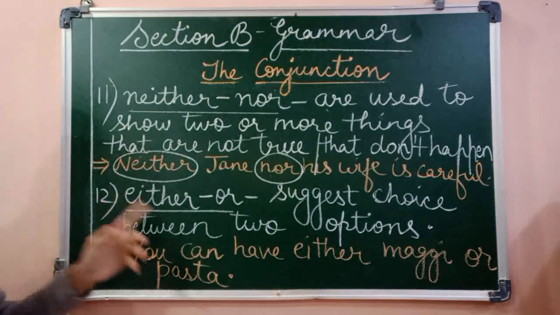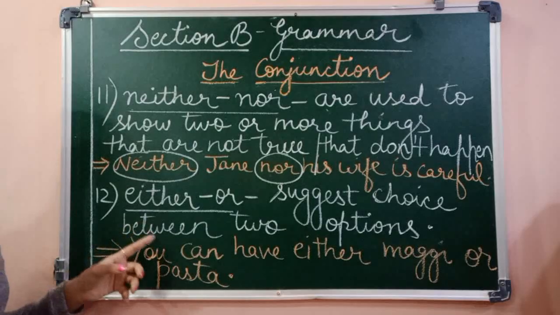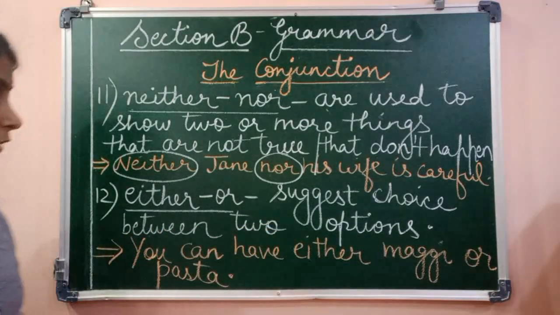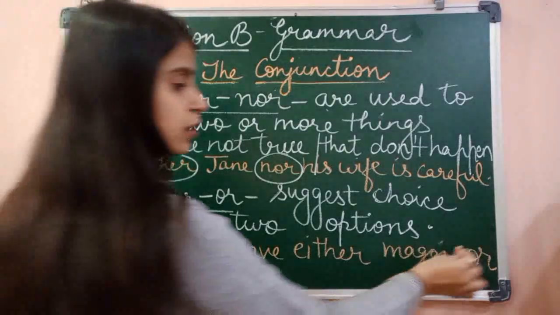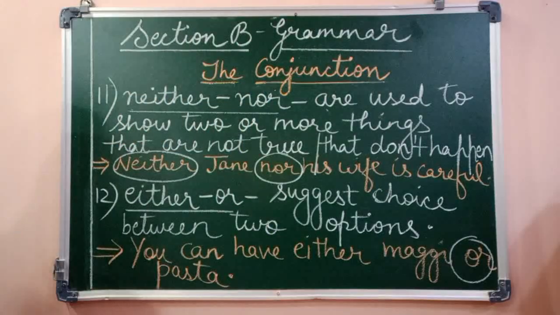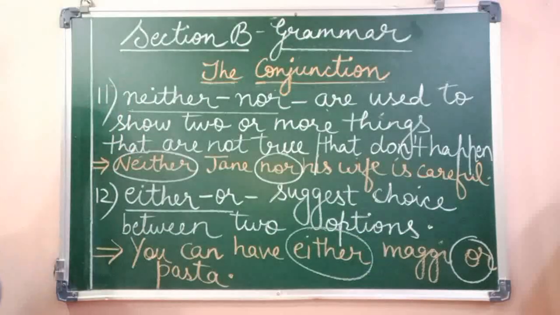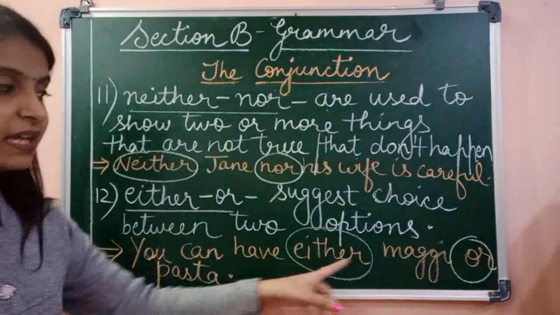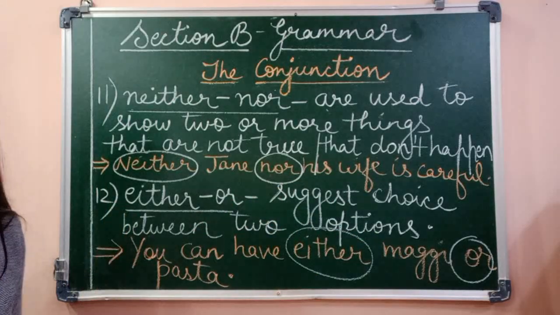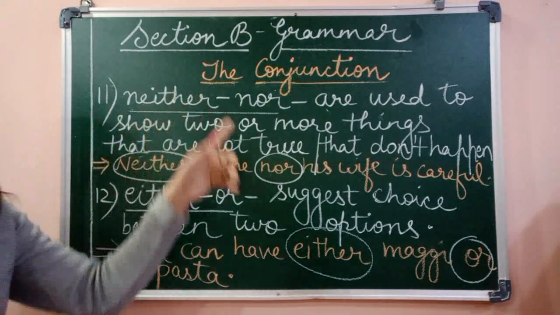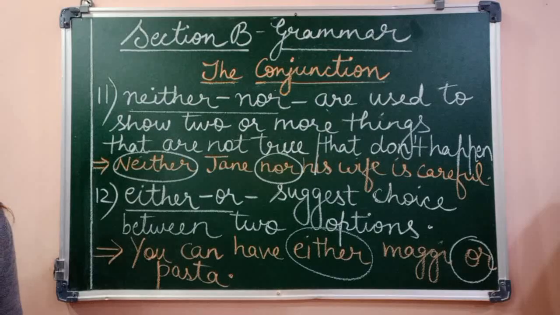Then either or suggest choice between two options. For example, you can have either Maggie or pasta. Here you see the choice is given between two options. So we have used either or. Either you can have Maggie or you can have pasta. One out of the two things you can have. I hope it is clear. Neither nor is used to talk about negative sentences. Either or is used to suggest choice between two options.